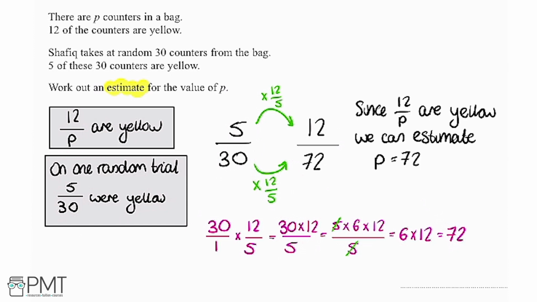So I'm just saying up here that since 12 over P are yellow, and we know that, we can estimate that P is 72. So we get 1 mark essentially for our working, so working out that we can take this 5 over 30 and transform it into 12 over something. So we get 1 mark for that. Then we get our final mark if we've done that all correctly and worked out that we can estimate that P is 72.